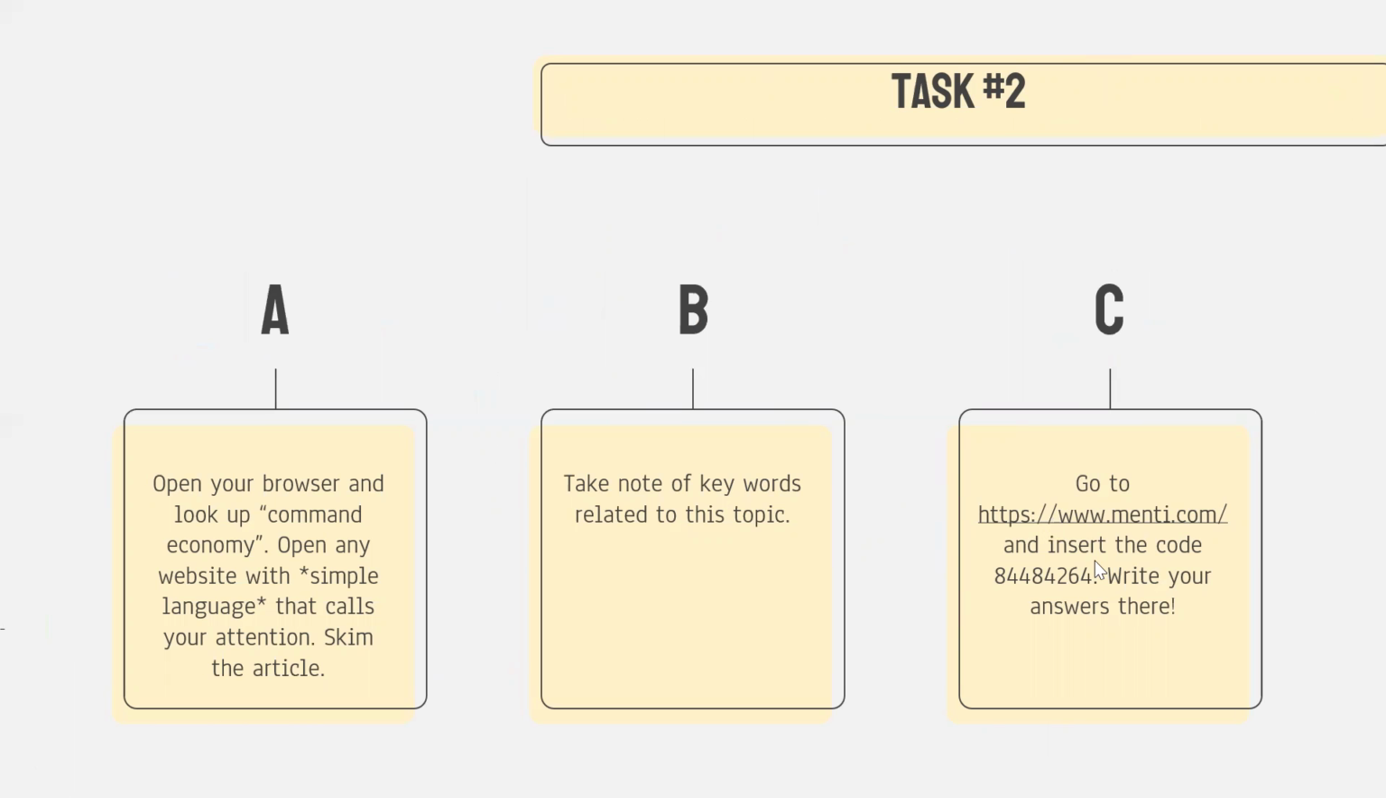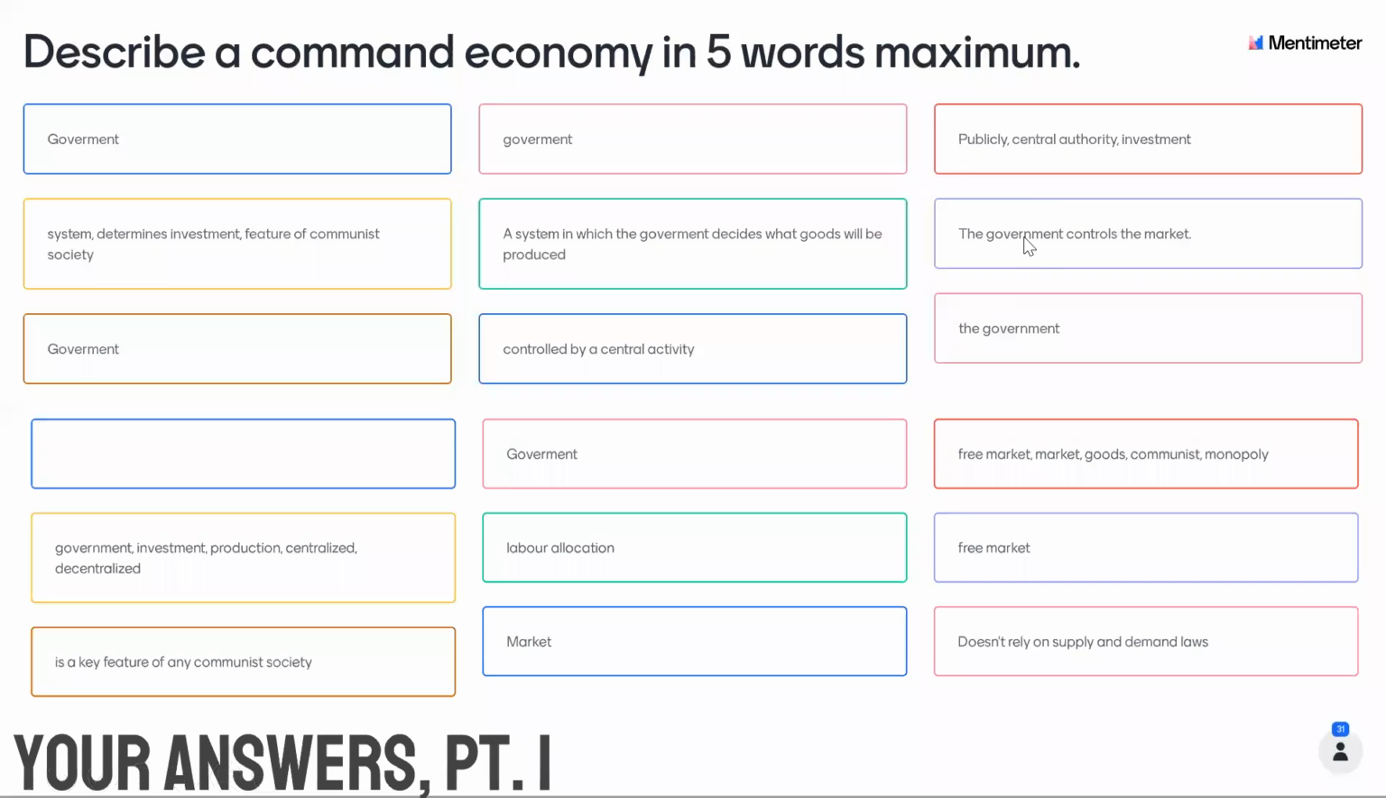Now, what we did for the second system was again another quick search online, and we went again to Menti, but to another code. Why? Because it's a different format. We did like this question and answer thing. What I requested was to describe a command economy in 5 words maximum. And something that came up really frequently was the word government, as you can see here. We also got publicly central authority, the government decides what goods will be produced.